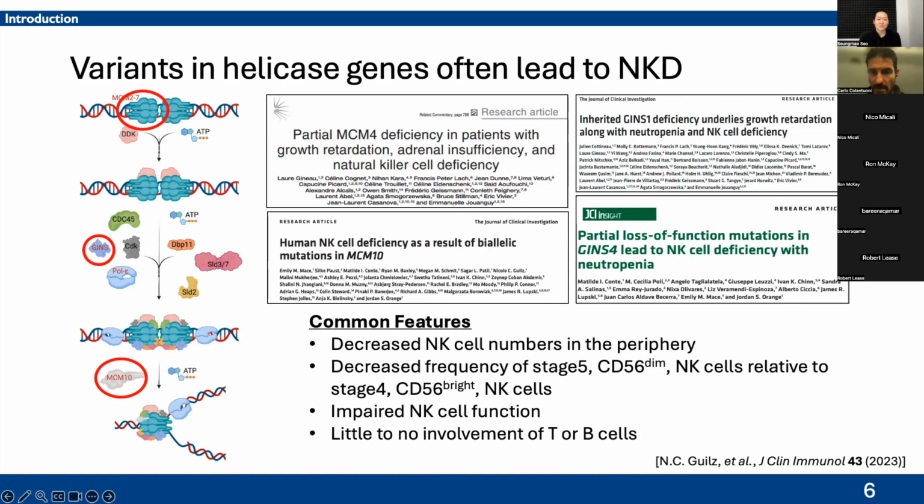This last point is important because T cells and B cells share a common progenitor with NK cells. So what this means is that the helicase variant causes a defect that occurs later in development, after the cells have committed to NK cell lineage.